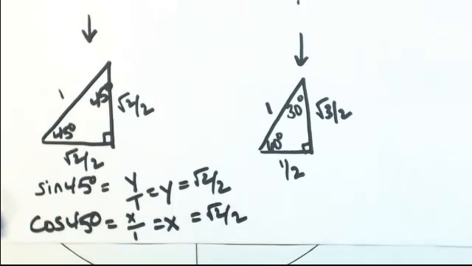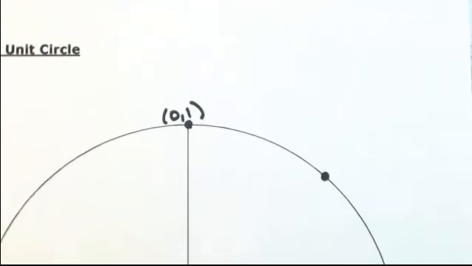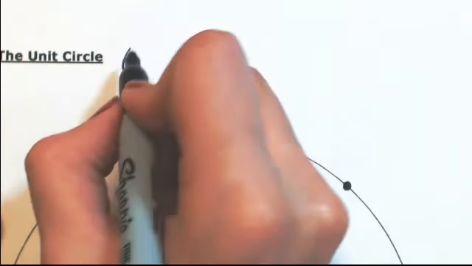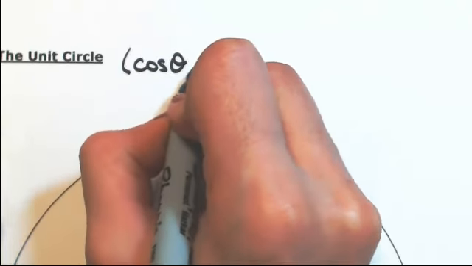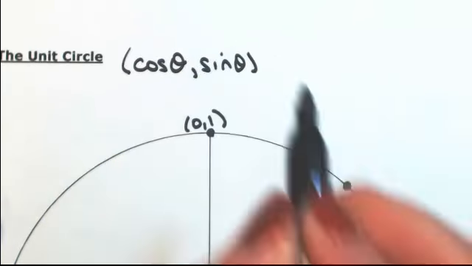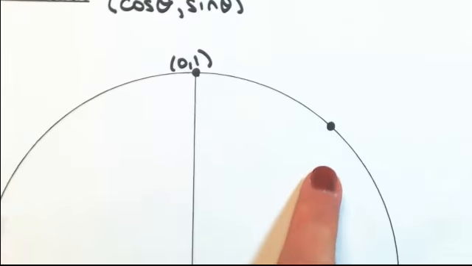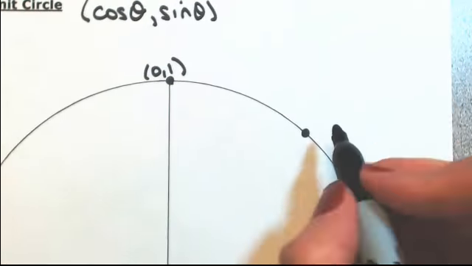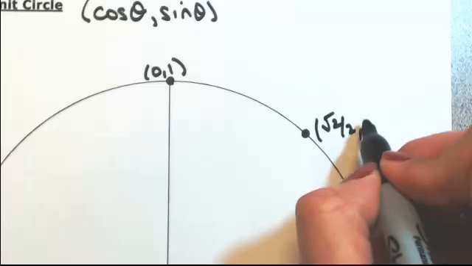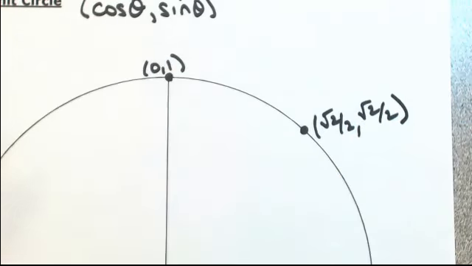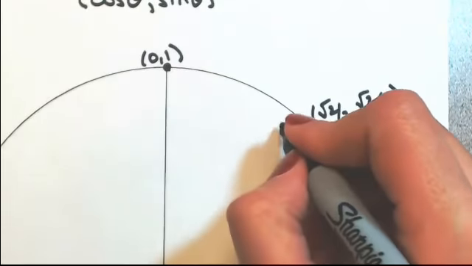So that means on the unit circle, the x coordinate is going to be cosine, the y coordinate is going to be sine. So let me actually write that at the top here. The first coordinate is going to be cosine of the angle, and the second coordinate will be sine of the angle. So at 45 degrees, cosine and sine are the same, which are square root of 2 over 2, square root of 2 over 2. Again, this was 45 degrees.